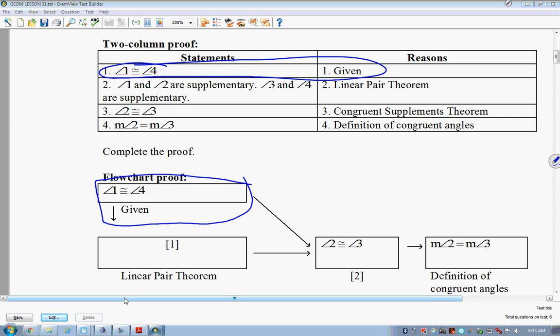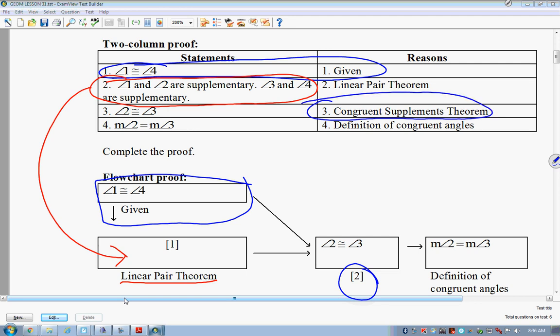Okay, down here we see linear pair theorem. So what's going to end up going with the linear pair theorem? Okay, you're absolutely right. Okay, angle 1 and angle 2 are supplementary. Angle 1 and angle 4 are supplementary is going to go right there. Okay, so that's one. The next thing that we see that we'd have to fill in is this 2 box. So that's a justification. So what's the justification for angle 2 is congruent to angle 3?